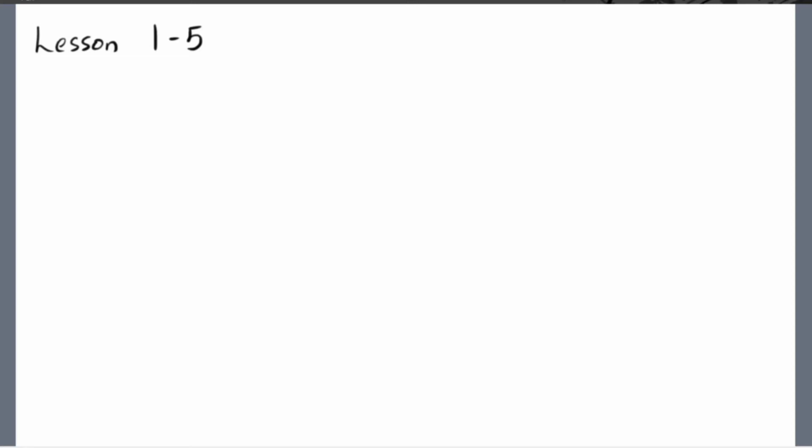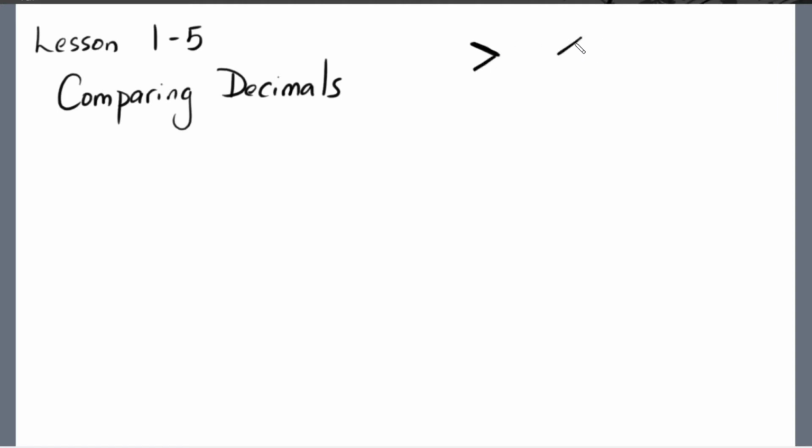All right, so lesson 1-5 is about comparing decimals. And when we're saying comparing decimals, we're talking about whether one is bigger than the other or one is smaller than the other. So you need to know that this symbol and this symbol are going to be really important to what we're going to call inequalities. These are essentially inequalities that we're talking about.